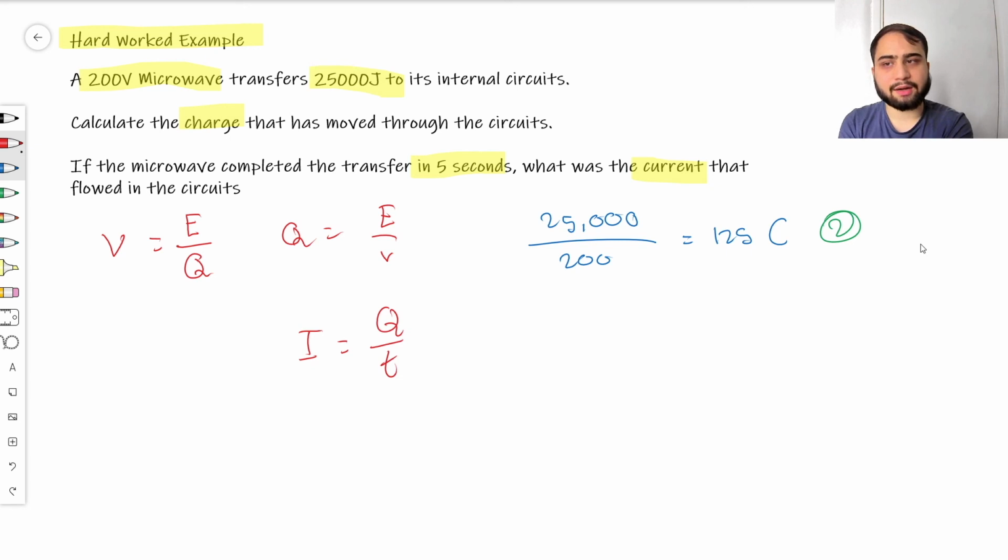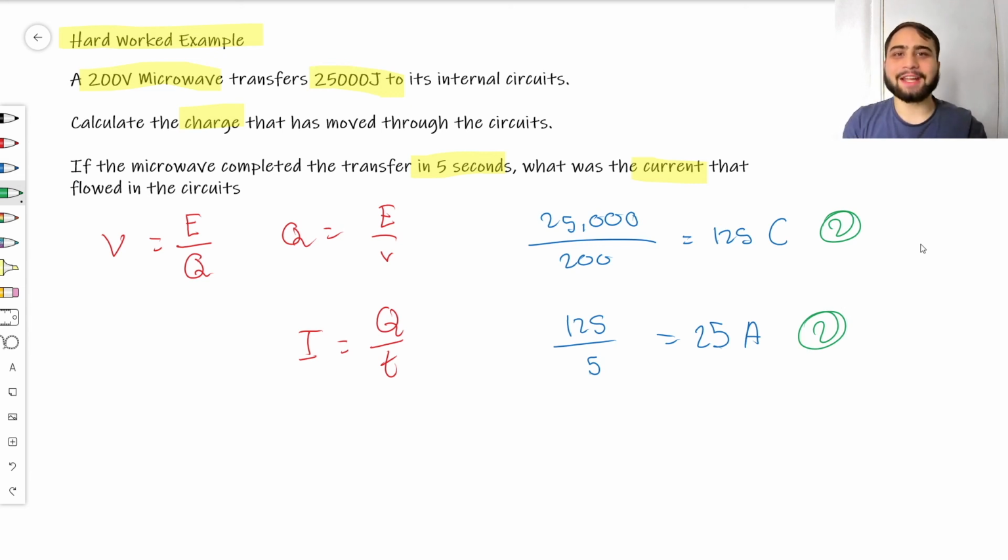Now let's input our numbers into here. We've already worked out our charge, 125 coulombs, and our time is 5 seconds. So this ends up being 25 amps. That's our answer for the current right there. It's another 2 marks. If you can understand all this, well done. You're going to do very well in your electricity portion of your GCSE.